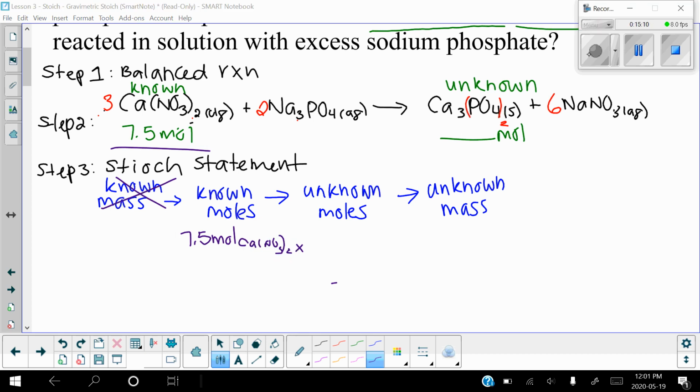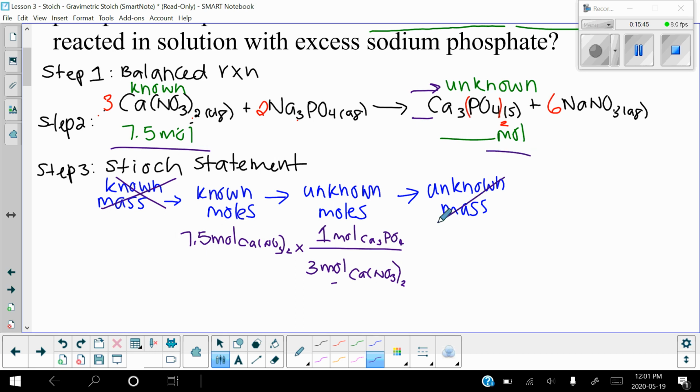Okay, we are then going to convert this into our unknown moles using a molar ratio. I have 3 moles of calcium nitrate, and we are looking for our unknown, which has a coefficient of 1. Ones are invisible in chemistry. Calcium phosphate. Okay, we're looking for moles.